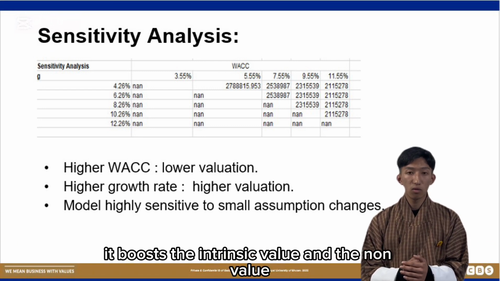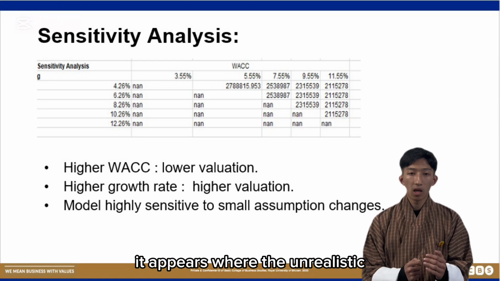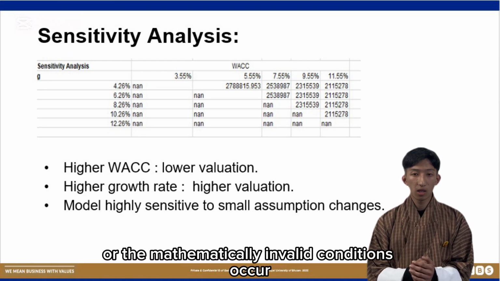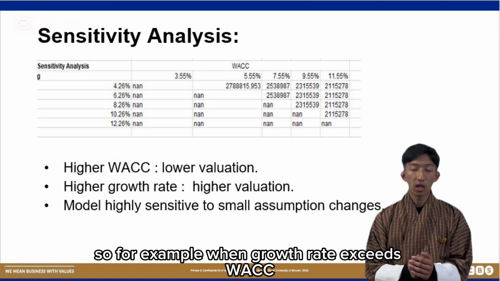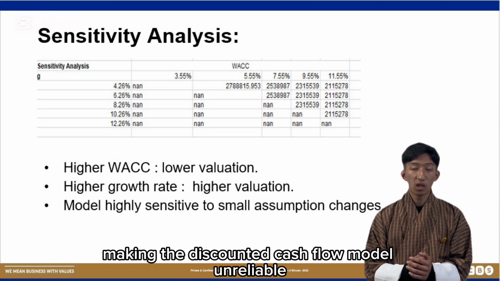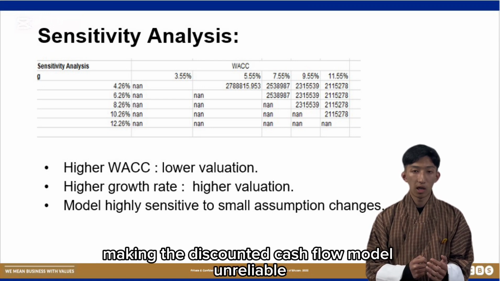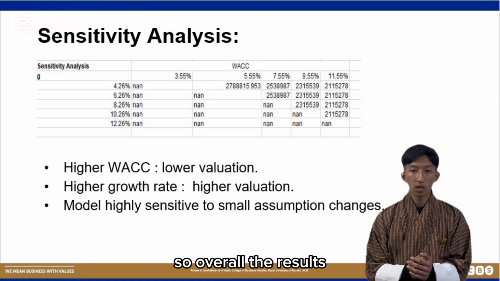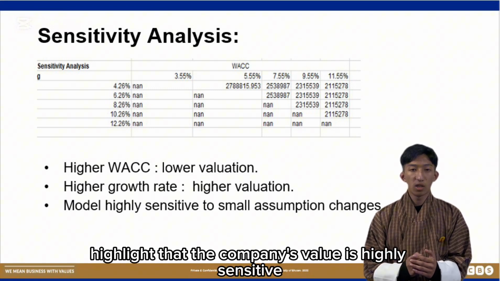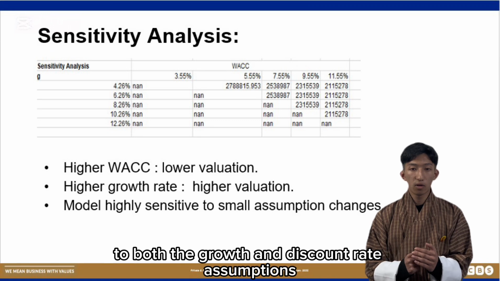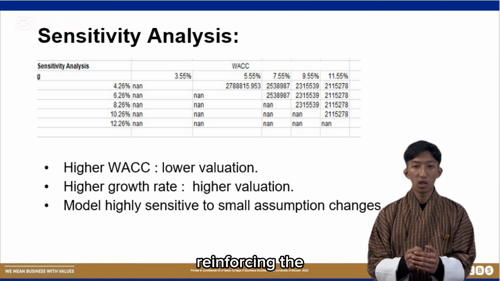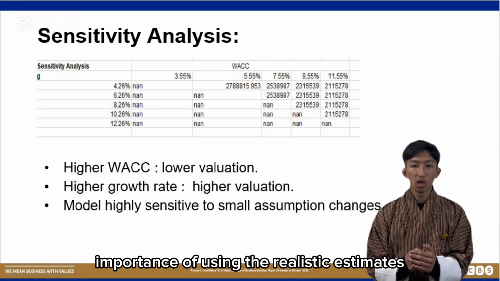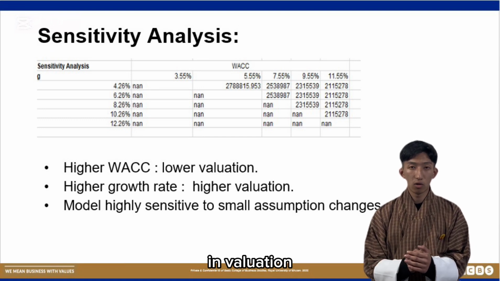And the N/A values appear where unrealistic or mathematically invalid conditions occur. For example, when growth rate exceeds WACC, making the discounted cash flow model unreliable. So overall, the results highlight that the company's value is highly sensitive to both the growth and discount rate assumptions, reinforcing the importance of using realistic estimates in valuation.